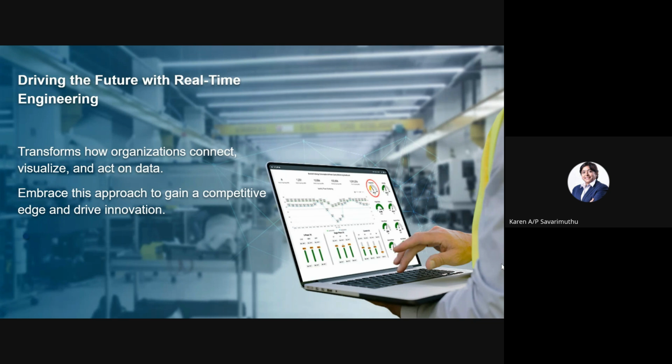All right. So transform how organizations connect, visualize, and act on data. Okay, so this is all about real-time engineering. And of course, with this, you can embrace the approach to gain a competitive edge and drive innovation, right? Once you already know the steps and the benefits, how do you go into the market, and when you are in the market, how do you help the industry achieve certain components?